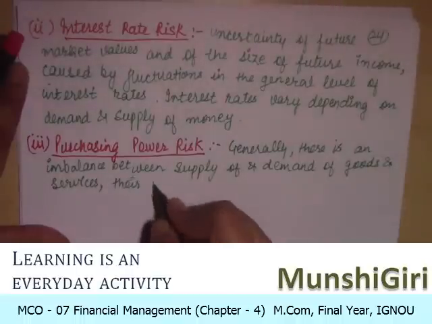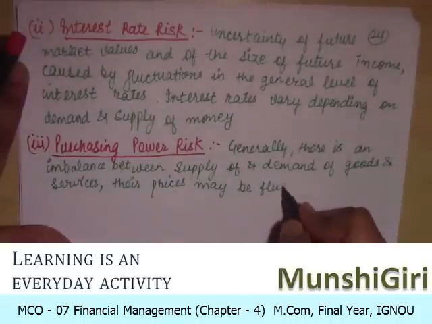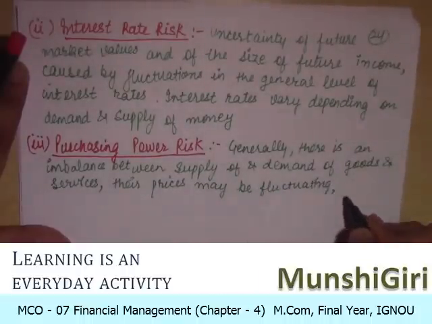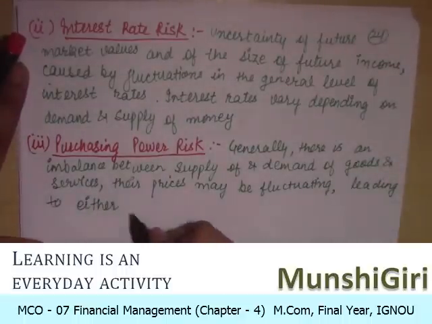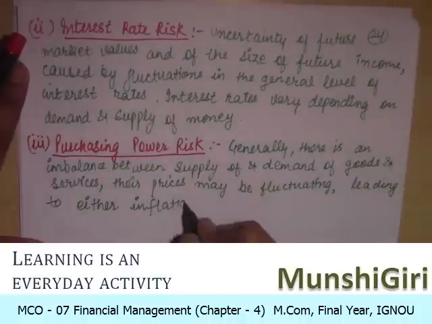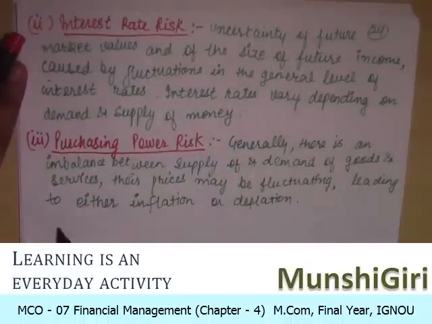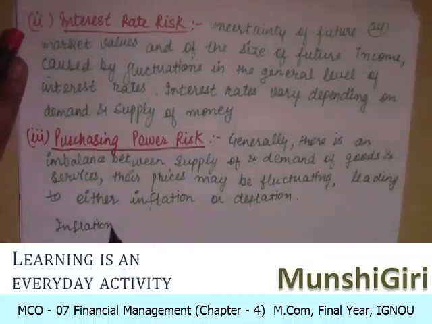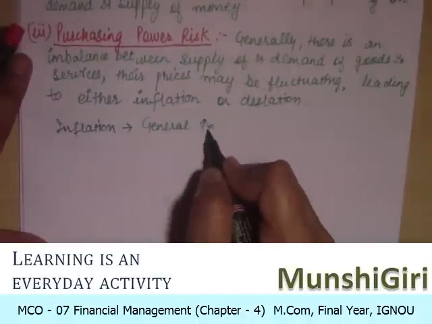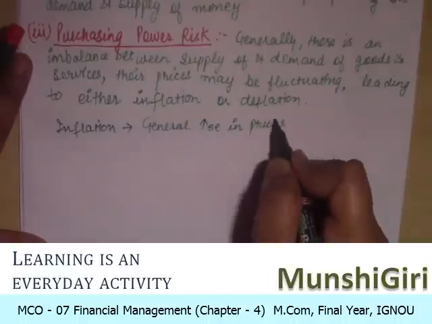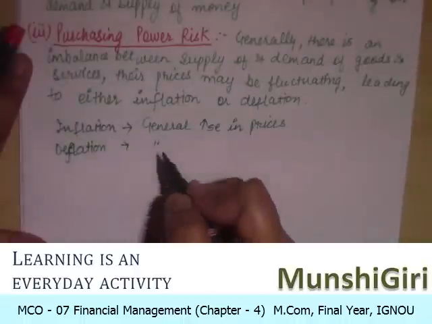Their prices may be fluctuating, leading to either inflation or deflation. Inflation is a general increase in the prices, and deflation is a general decrease in the prices.